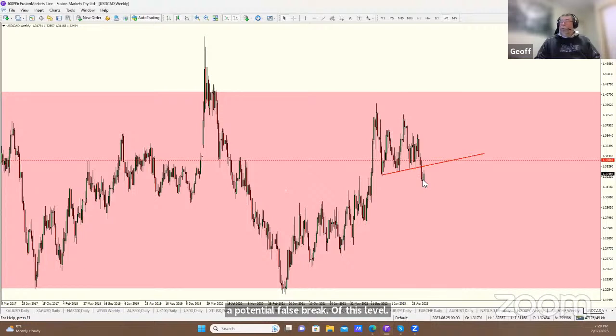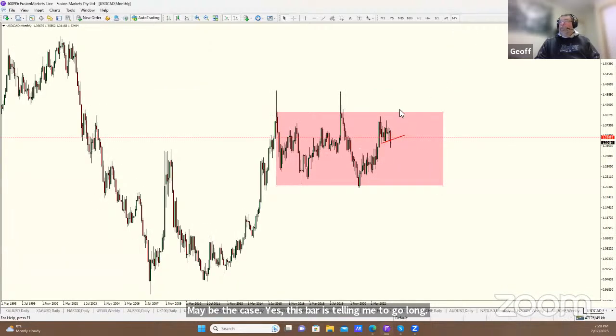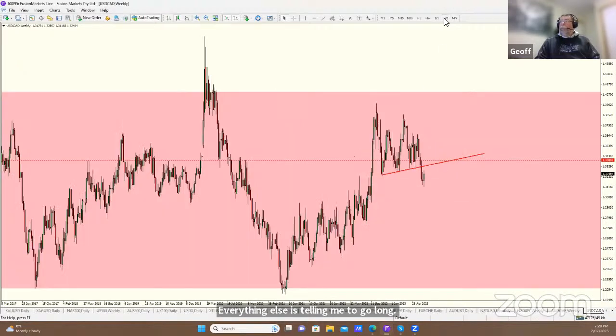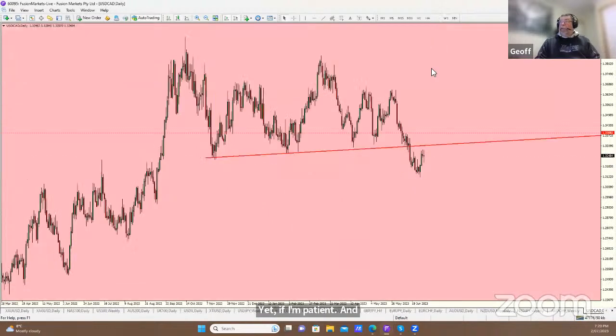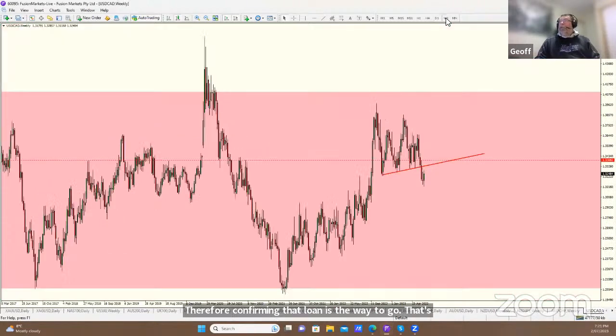Do I trade now or do I wait until price proves what I'm suggesting may be the case? Yes, this bar is telling me to go long. Everything else is telling me to go long to the top of this range. Yet if I'm patient and allow price maybe on a daily chart to get above this level, then come back and retest it, therefore confirming that long is the way to go, that's what I need to do. So why take the risk now that that will actually happen?